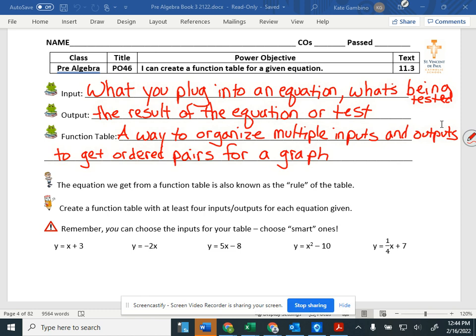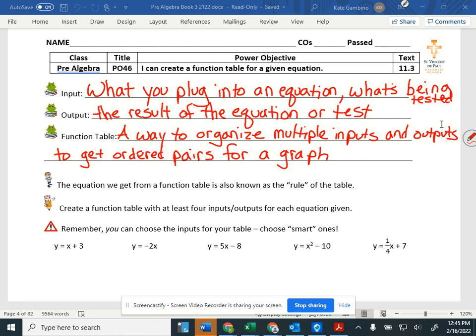The equation we get from a function table is also known as the rule of the table. When you were first learning function tables, you might have something like times 2. So you put in the x, and no matter what x you put in, you multiply it by 2. 2 times 2, 3 times 2, 4 times 2. So your y is the answer. 2 times 2 is 4. So you put the x in, the 2, you multiplied it by 2, and your output, what you get out of it, is the y, your 4.